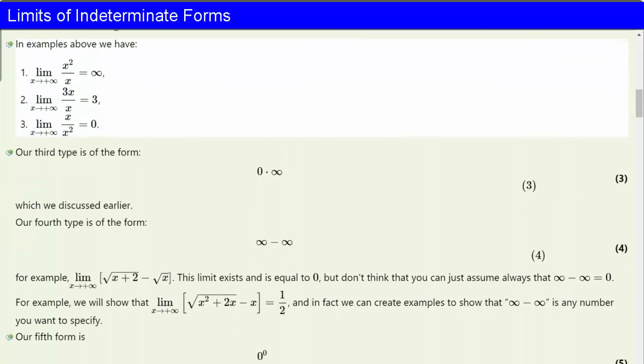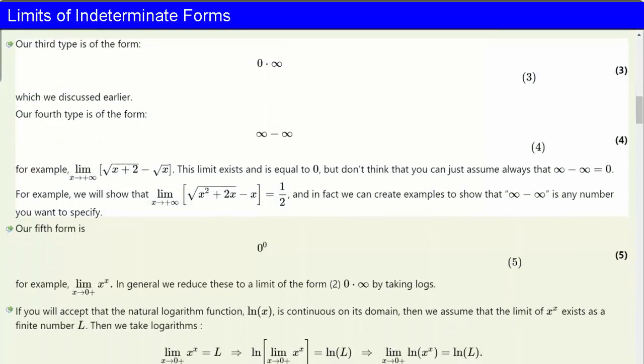In the spirit of the simple example I gave a few moments ago, the limit as x tends to infinity of x squared over x is of the form infinity over infinity and goes to infinity. The limit as x tends to infinity of 3x over x is of the form infinity over infinity and goes to 3. The limit as x goes to infinity of x over x squared is of the form infinity over infinity and goes to 0. Our third type is of the form 0 times infinity, which we discussed earlier.